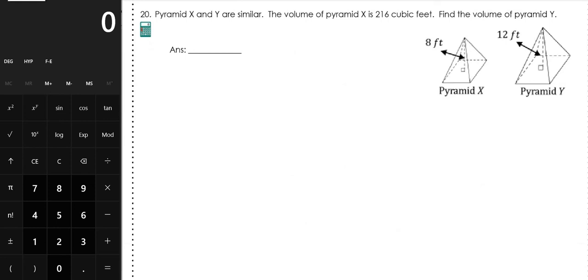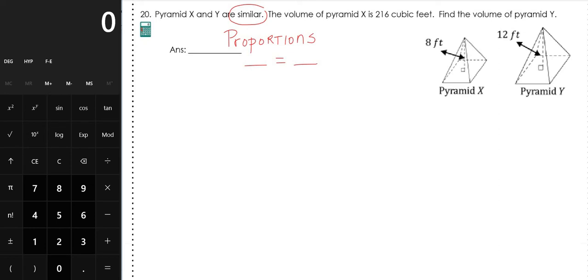Number 20. Pyramid X and Y are similar. When you see that word similar, you need to think scale factor and you need to think proportions, proportions, proportions. It's really important that you note that when you see the word similar, you think proportions. They are your best friend in solving similarity questions. Now, a proportion is two fractions that are set equal to each other.